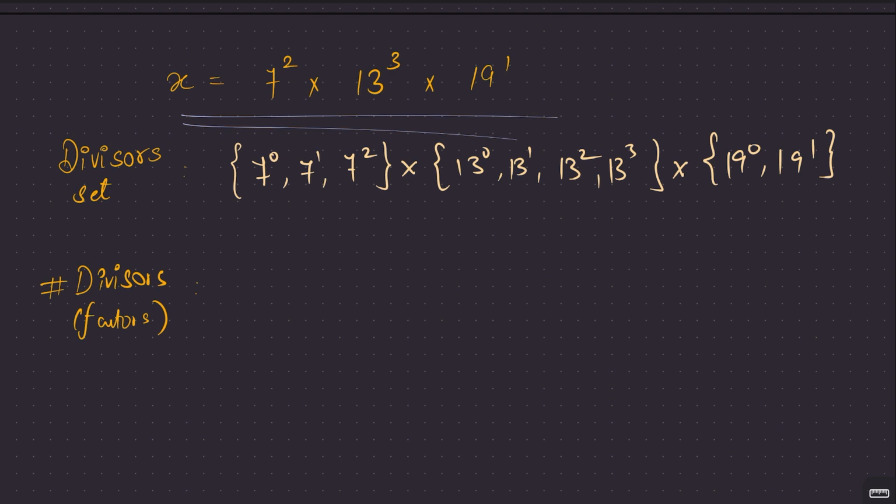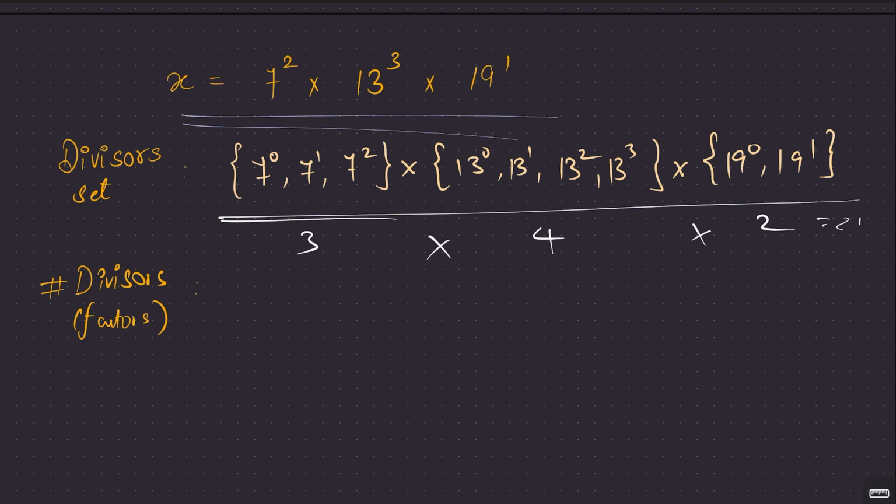So that's that. And if you want to find the number of factors, what is it? The number of factors is the number of elements in this divisor set. And that will be what? It's a classical permutation combination problem, right? So you have 3 possibilities here, 4 possibilities here, and 2 possibilities here. So your total answer is 3 into 4 into 2, which is 24. So how did it come?